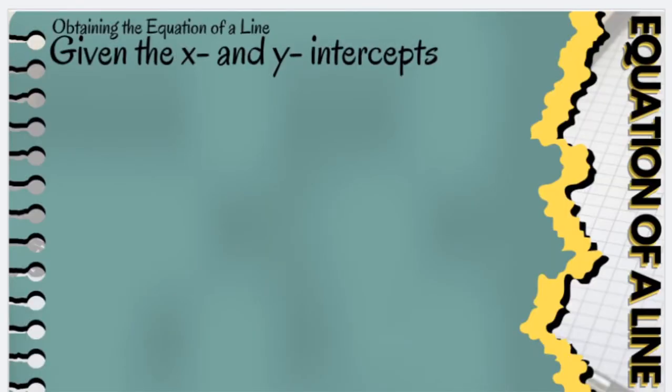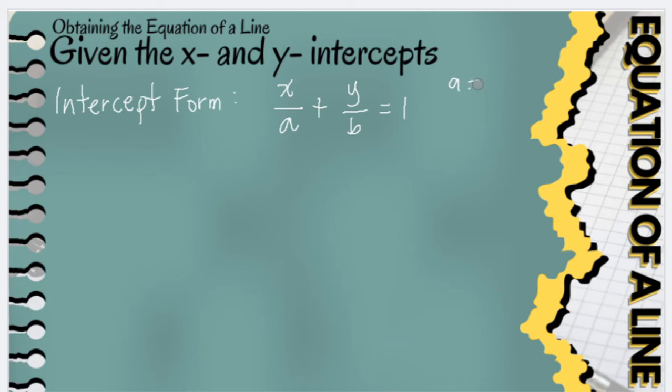Now, in finding the equation of a line given the x and y intercept, we're going to use the intercept form of the equation of a line. So the intercept form of the equation of a line is written as x over a plus y over b is equal to 1. Here, a should not be equal to 0 and b should not be equal to 0.